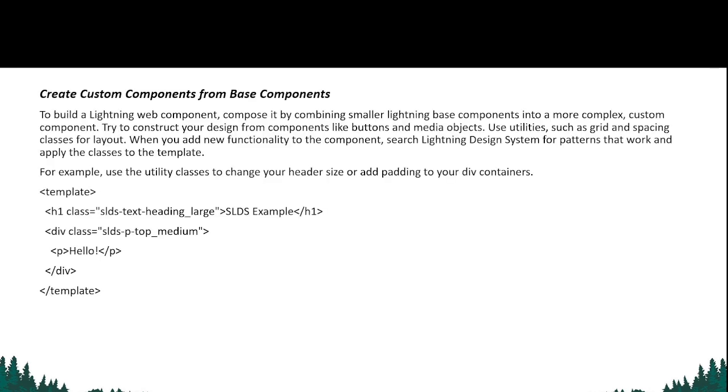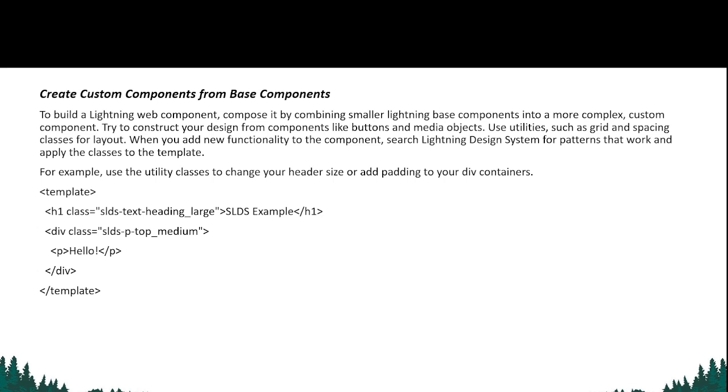Then you can create custom components from base components. So you need to build a lightning web component, and then you have to compose it by combining various smaller lightning base components and make it more complex, and you can provide as many components combined into one. So this will help you to design from components like you can have check boxes, you can have buttons, you can have radio buttons, you can have different media objects, you can have graphs, you can have your smart arts.